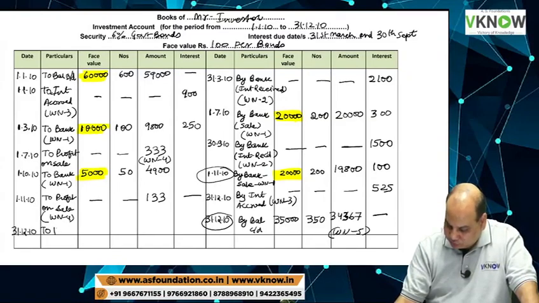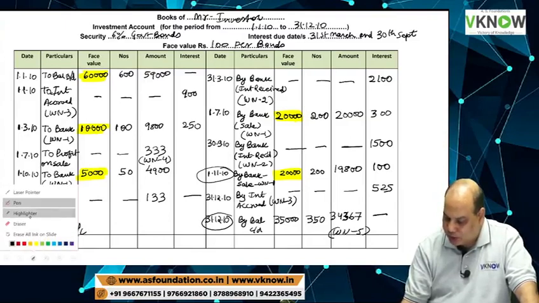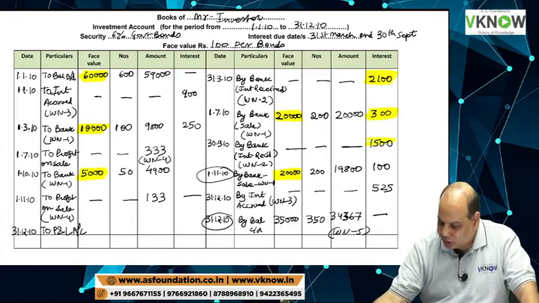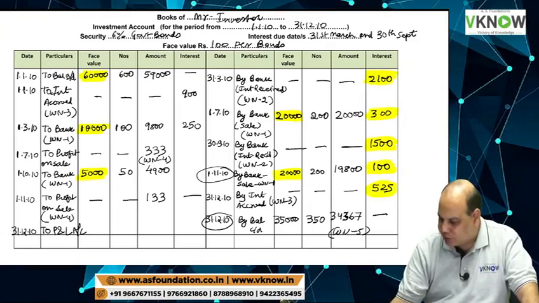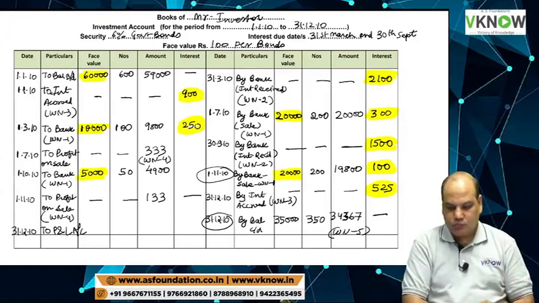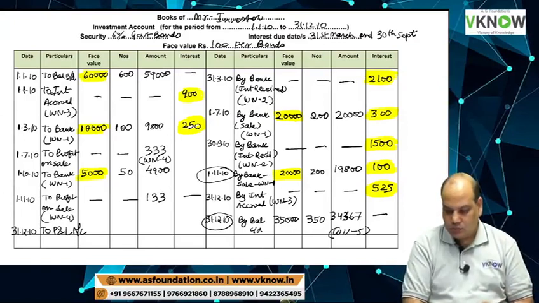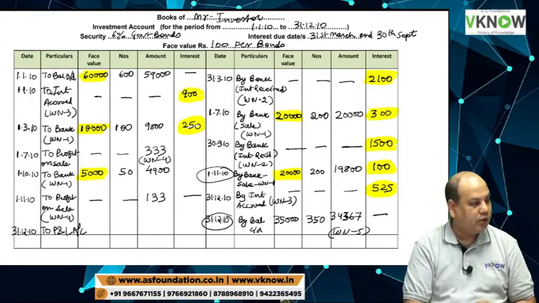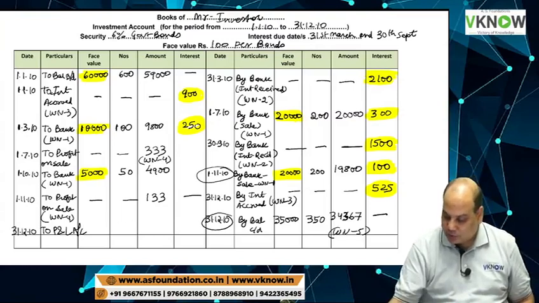And one last item on debit side, 31/12/10 to P&L account. To P&L account, interest balance will be transferred. Take on your calculator interest credit side total first: 2100 plus 300 plus 1500 plus 100 plus 525 minus 900 minus 250. Any answer for interest? 3375. Very good.